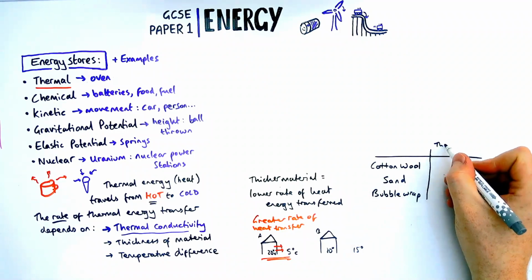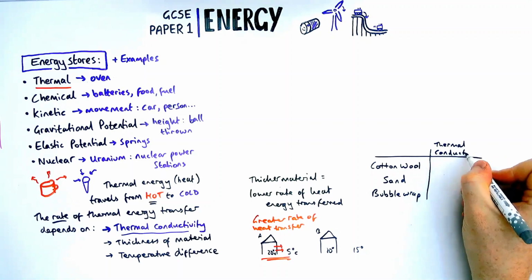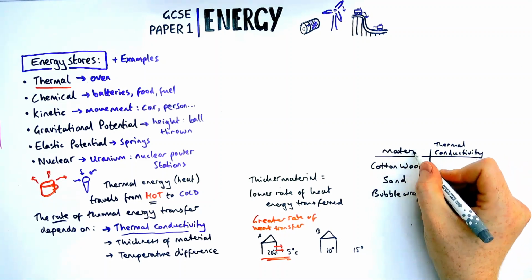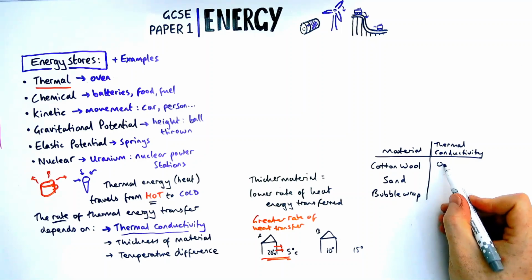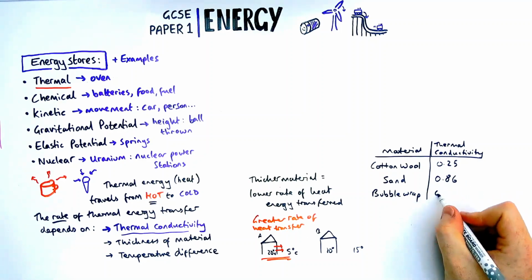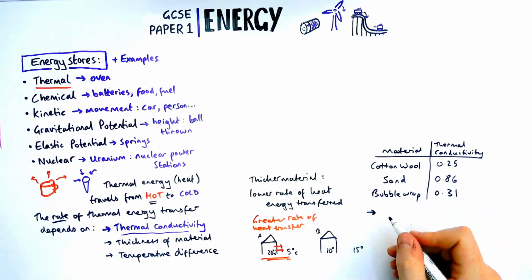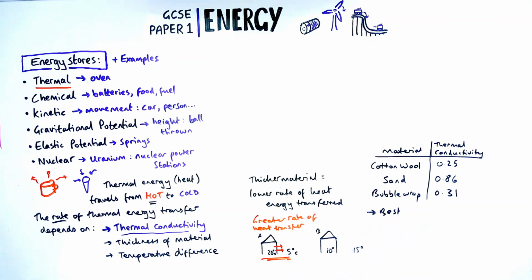The trickier one is thermal conductivity. The clue is in the name a little bit, it's to do with conduction. Let's say I've got these three materials here when I'm looking at their different thermal conductivities. As we can see, the highest number is sand, the lowest number is cotton wool.